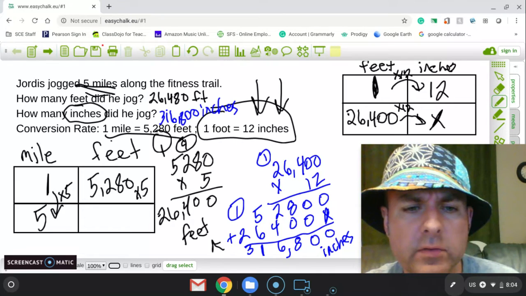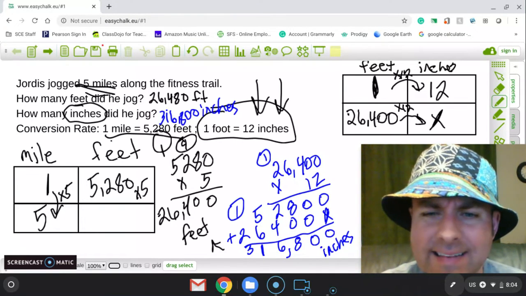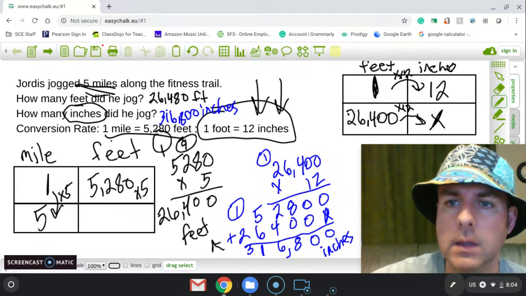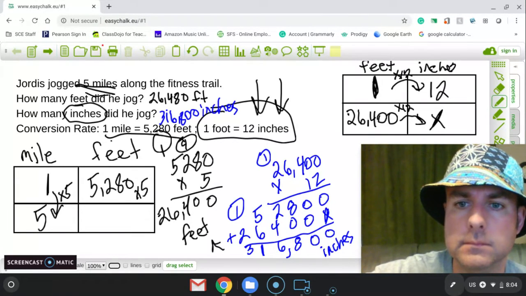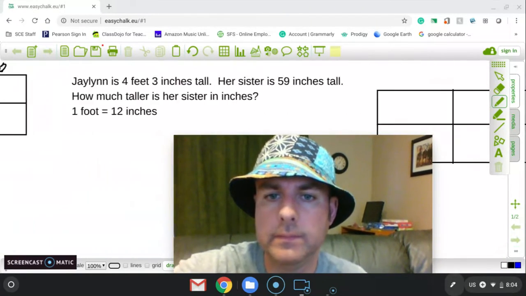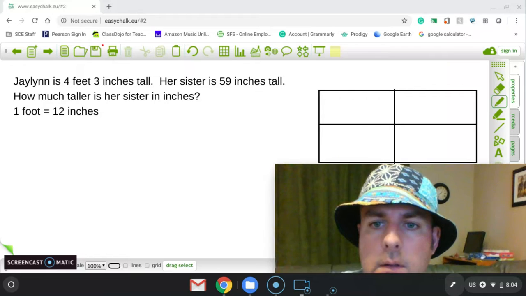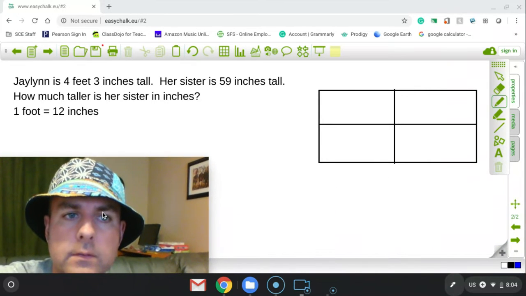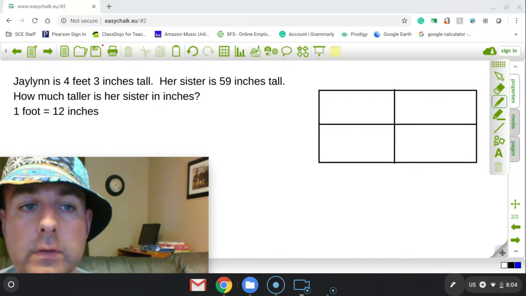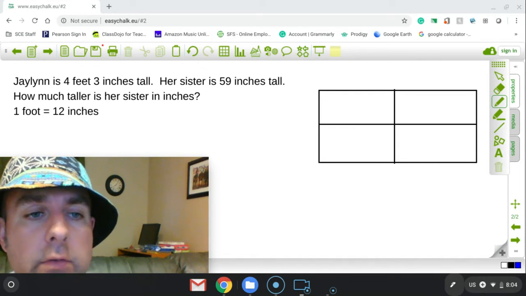So the other one I'm going to show you today, it's kind of similar to what we did last week. It's really only a one-stepper, but I just wanted to refresh your minds. Move this so I can go to the next page. All right, it says Jalen is 4 feet 3 inches tall. Her sister is 59 inches tall. How much taller is her sister in inches?